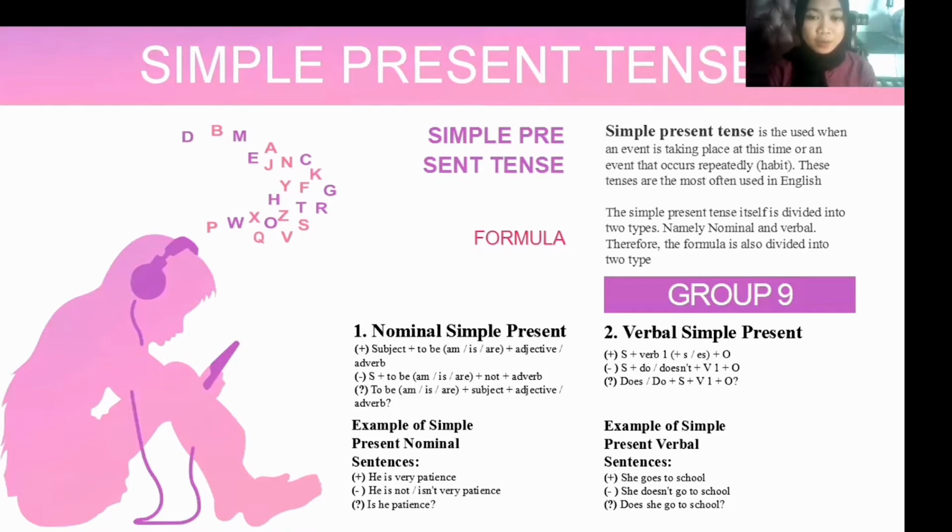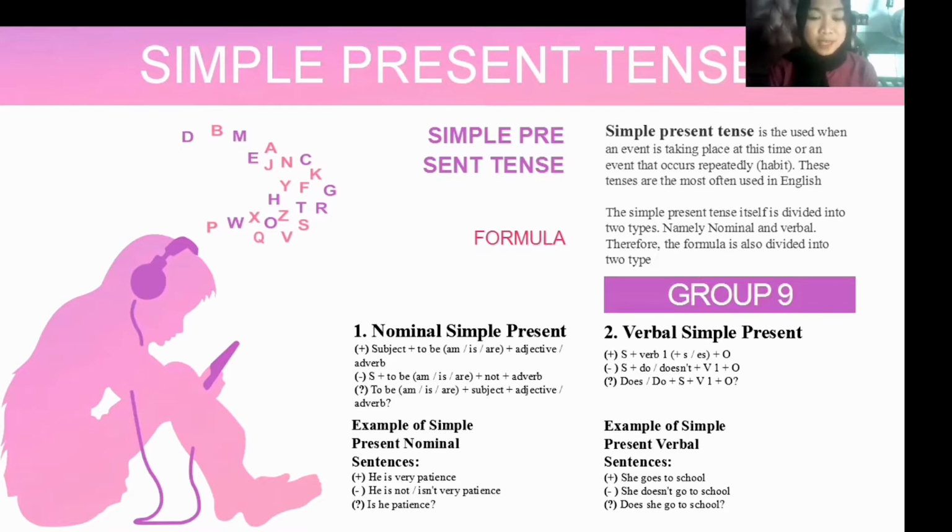Hello guys, I will explain simple present tense: definition, formula, and example. Simple present tense is used when an event is taking place at the time or an event that occurs repeatedly or habitually. Formula number 1, nominal simple present, affirmative: subject plus to be (is, am, are) plus adjective or adverb.